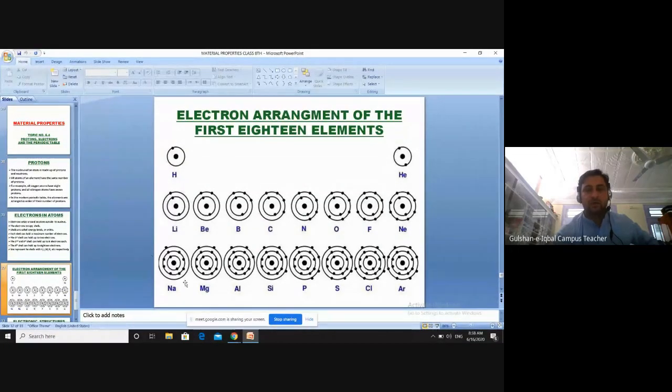Similarly, you will have to move on. As the number of electrons increases, you will increase the number of shells, keeping in mind that in the first shell you put 2 electrons, in the second shell a maximum of 8, in the third shell again a maximum of 8, and in the fourth shell a maximum of 18, and you move on like that. So you will draw the electronic configuration like this. Is it clear?